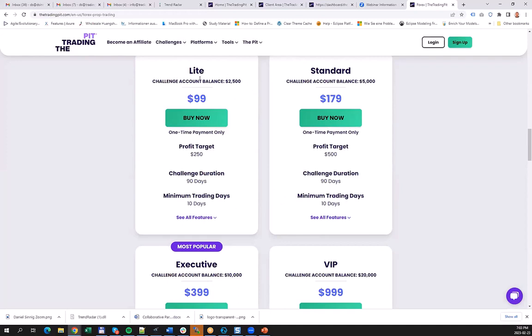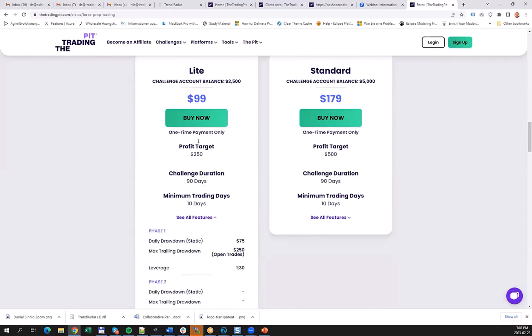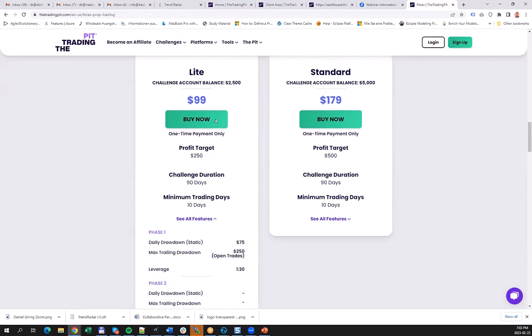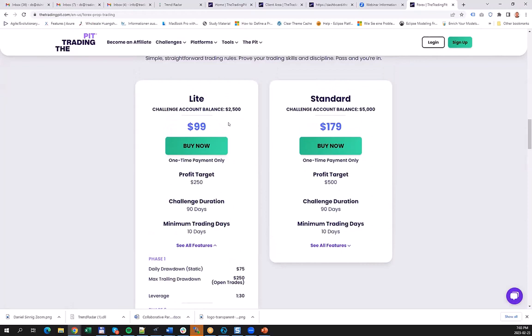But let's say you go with the light account, and if you expand this a little bit, you can see all the details. So it's a $99 fee, and this is basically your risk. You pay this one-time fee, and that's basically all you can lose. Now, in order to pass this challenge, you will be given a $2,500 demo account, which you can trade with MetaTrader 4 or MetaTrader 5. You have the choice. This is an FX challenge.